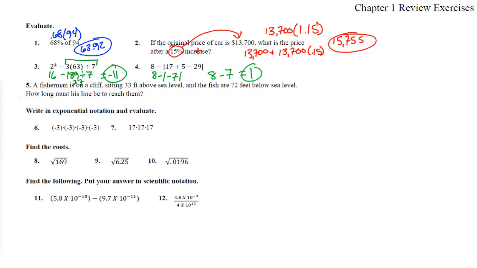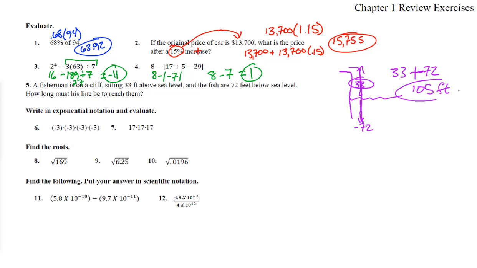All right, next one. Number 5, a fisherman is on a cliff. So we got a cliff here, and we got water level here. He's sitting 33 feet above the sea level. So that's 33 feet, and the fish are down here at a negative 72. So this is 72 feet down here and 33 feet up there. So the fishing line to reach the fish has to be, officially it's this minus that. That's how you find the total distance, 33 minus the negative 72. But most people just see, hey, it's got to be 33 feet to stretch down here, and it's got to be another 72 feet to get down to the fish. And so we end up with 105 feet.